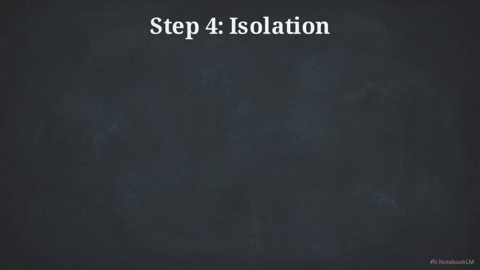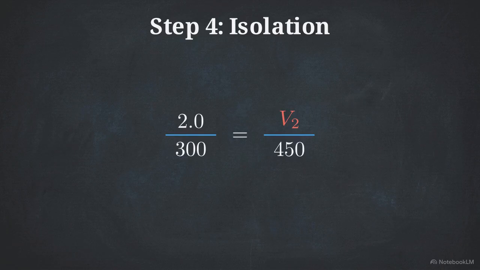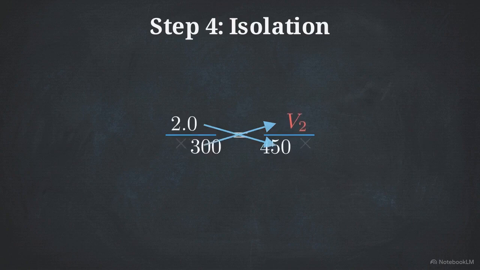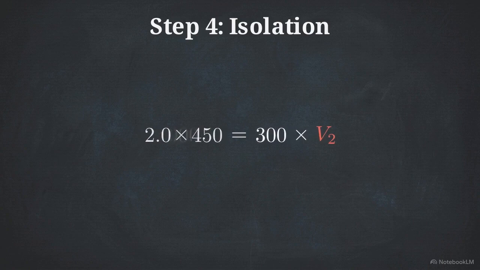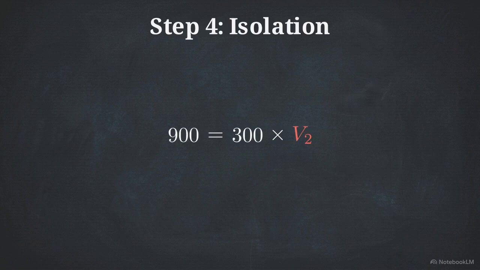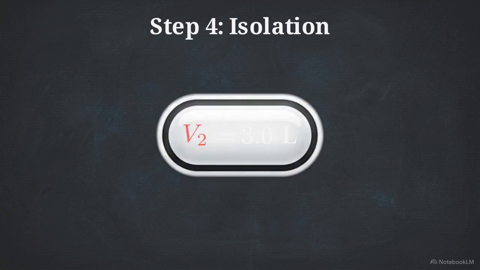Step 4 is isolation. We need to get V2 entirely by itself, and the cleanest way to do that is through cross-multiplication. We multiply the numerator of each side by the denominator of the opposite side. We multiply 2.0 by 450 and set it equal to 300 multiplied by V2. Now we just clean up the algebra. Multiplying 2.0 by 450 gives us 900. To isolate V2, we divide both sides by 300. 900 divided by 300 leaves us with a final volume of exactly 3.0 liters.